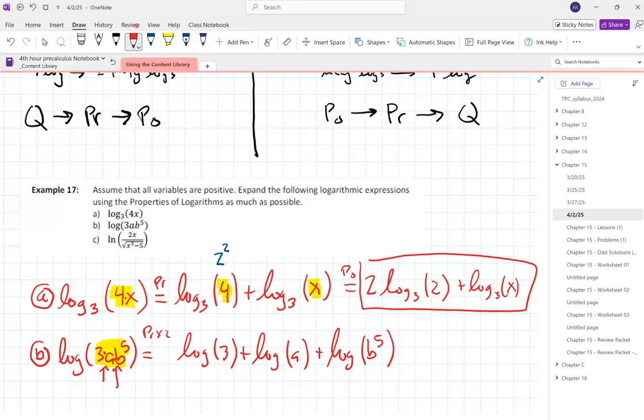Everybody okay with how I did that? And you can do multiple of the same property at once as far as I'm concerned. Like you don't have to do them one at a time. That's silly to me. Like knock them all down at once.